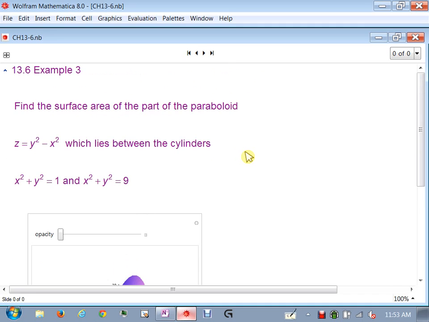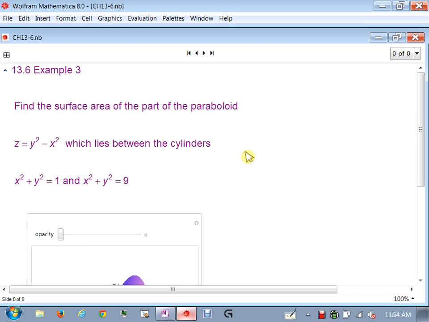Find the surface area of the part of the paraboloid z equals y squared minus x squared, which lies between the cylinders x squared plus y squared equals 1 and x squared plus y squared equals 9. I'm not going to show you the picture yet. Find the surface area of the part of a paraboloid.